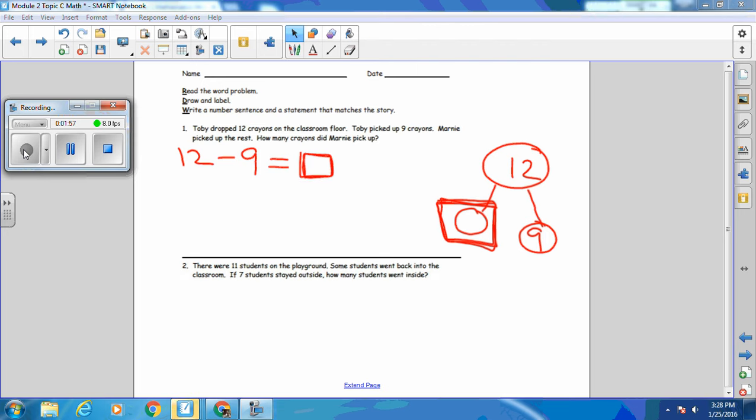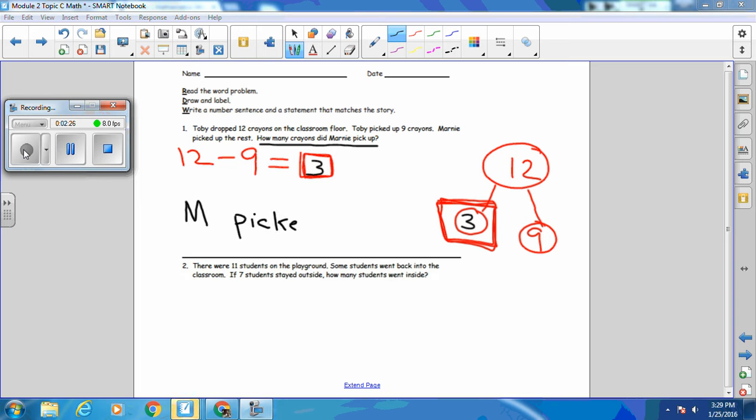However they choose to solve it, I'm just going to switch colors here. So I've got 3 and 3. And I really emphasize today why. Well, here's the question. How many crayons did Maria pick up? Well, 3. So what is my statement? M, which I let them shorten their name, picked up 3 because it came from the box. Crayons.